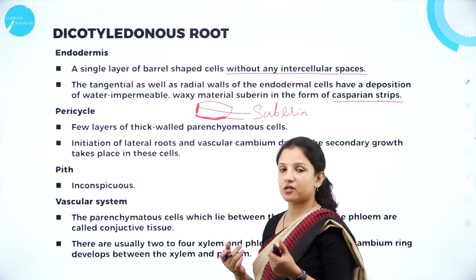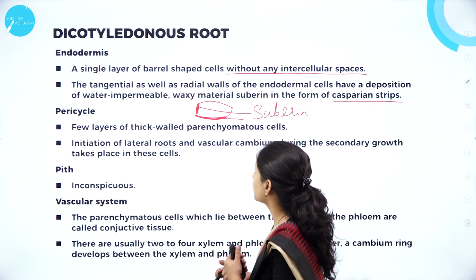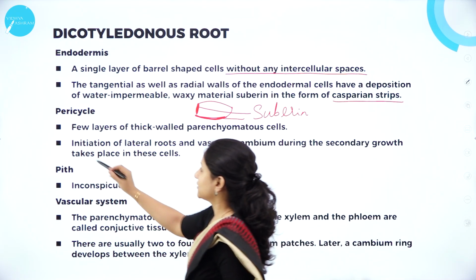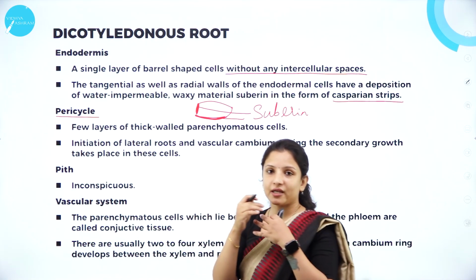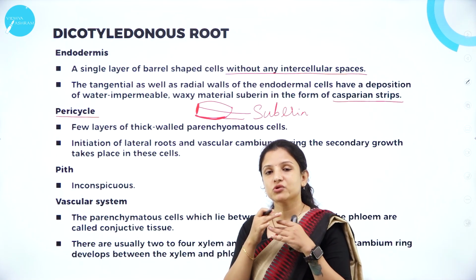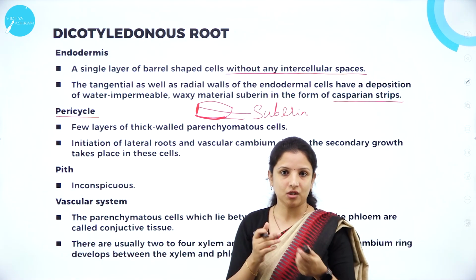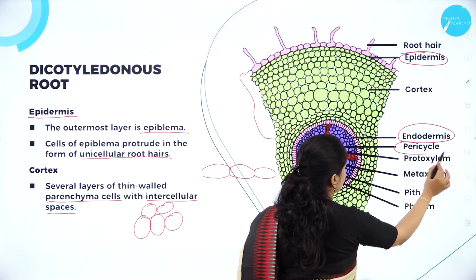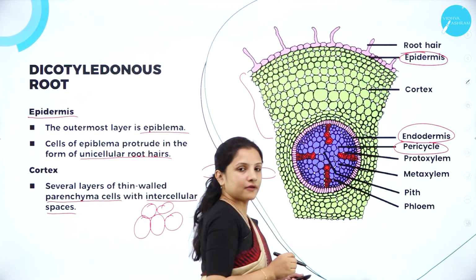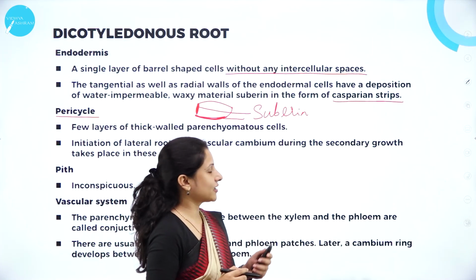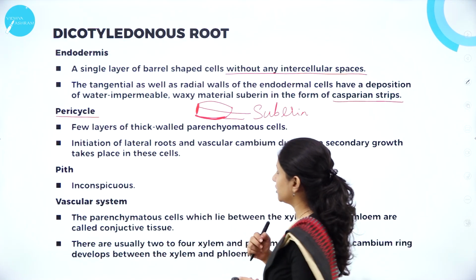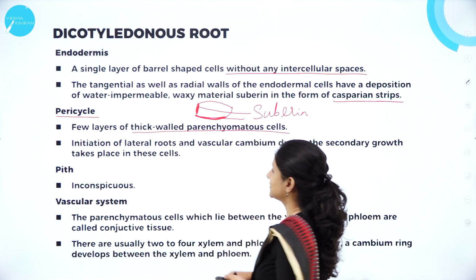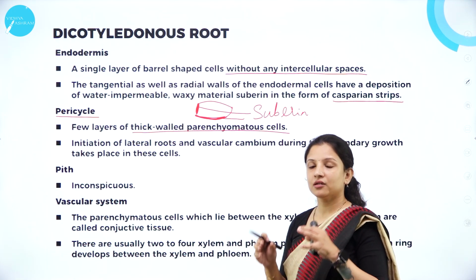So its main function is impermeability to water, or it acts as a water repellent. Next, talking about the pericycle. Pericycle are a few layers of parenchymatous cells present below the endodermis. You can see here, there are a few layers of parenchymatous cells, again with intercellular spaces, arranged just below the endodermis. They are made up of thick-walled parenchymatous cells, and usually the lateral root.